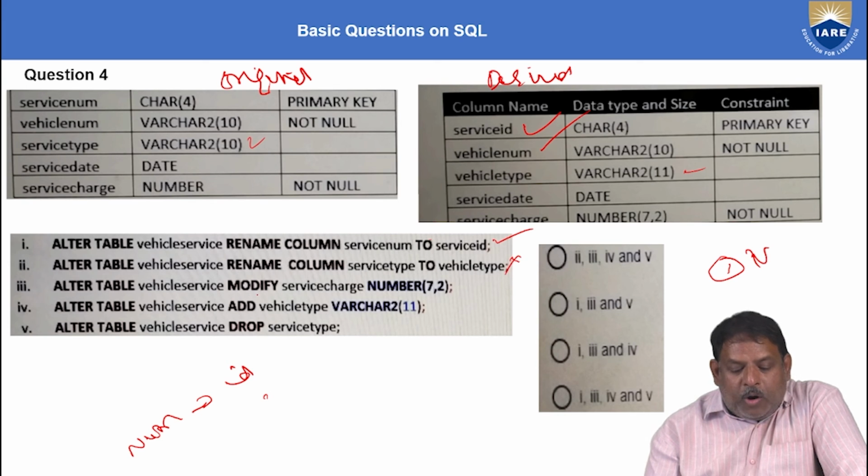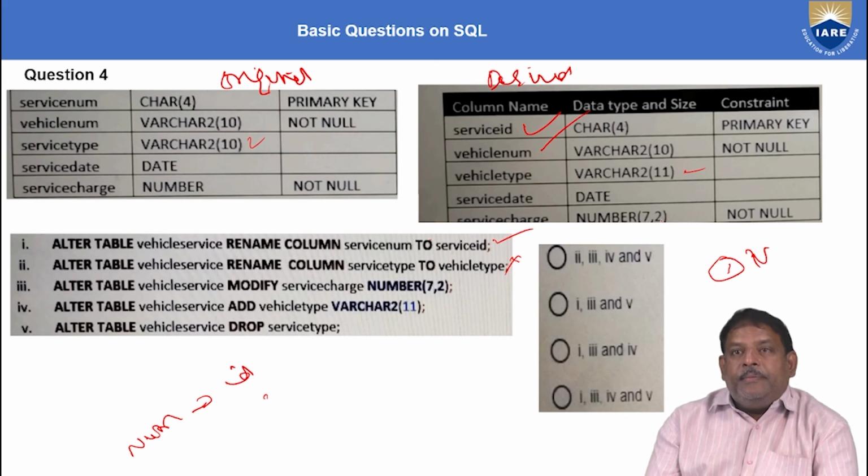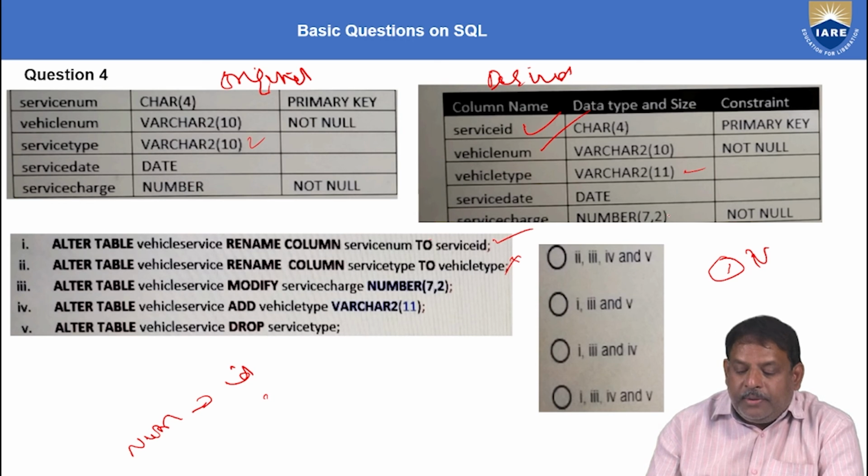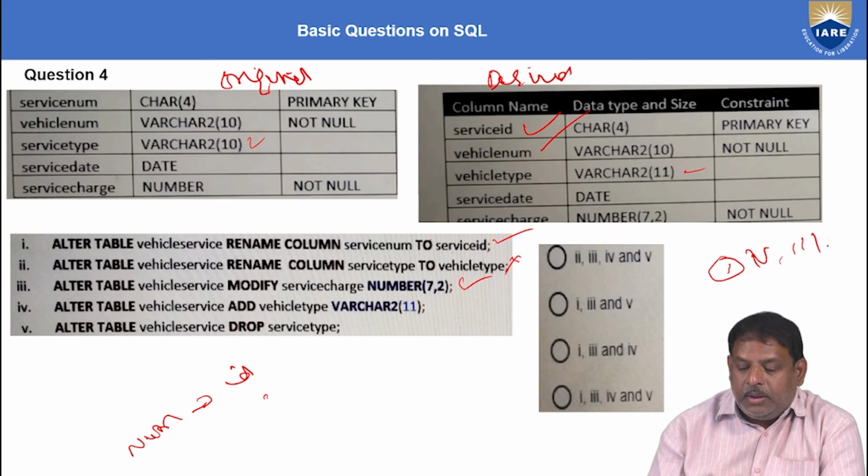Okay. Modify service charge. Service charge is a number here. He has added the size of the number, 7, 2. So the third is also correct. So 1 and 3 are correct now.